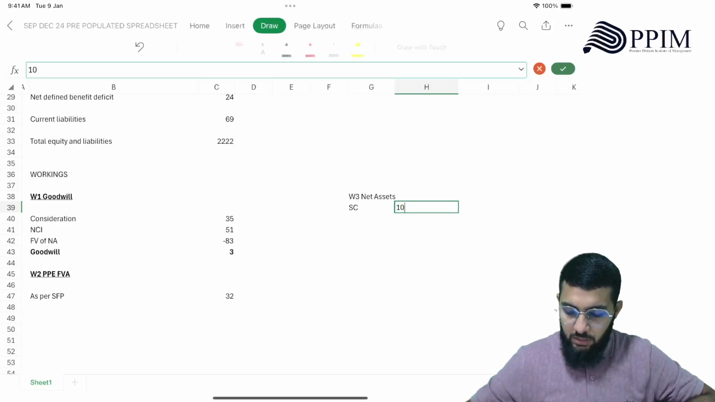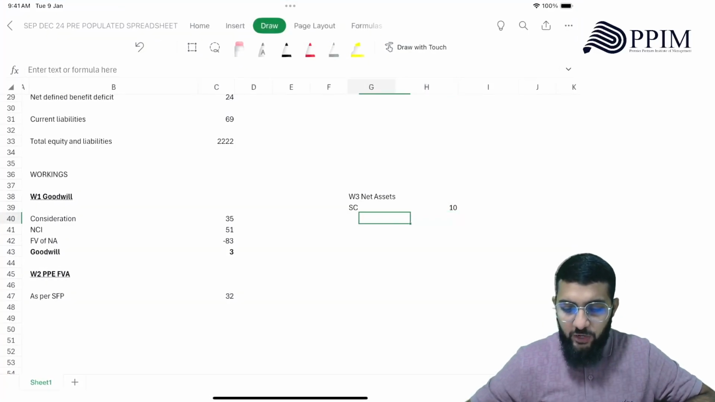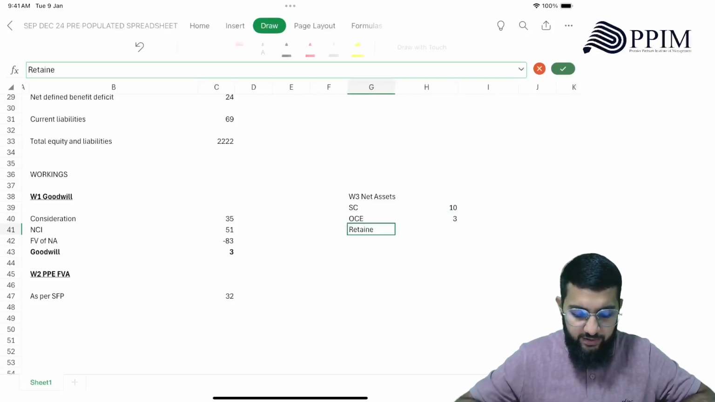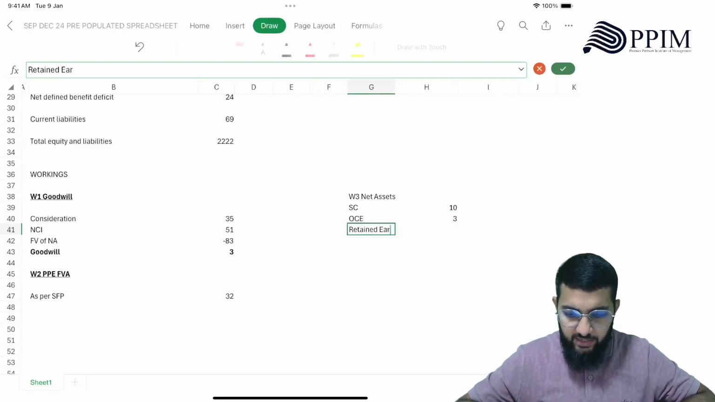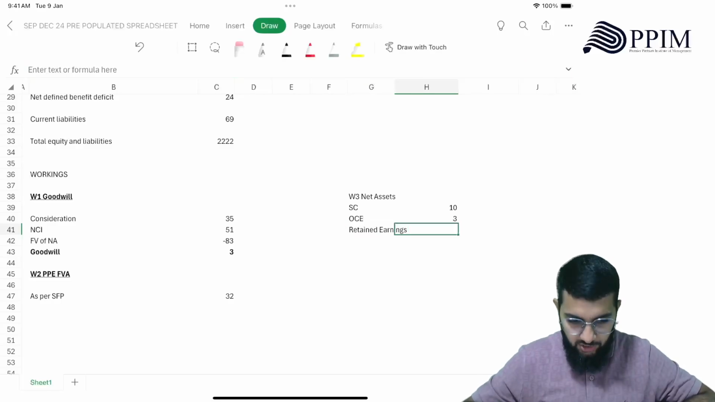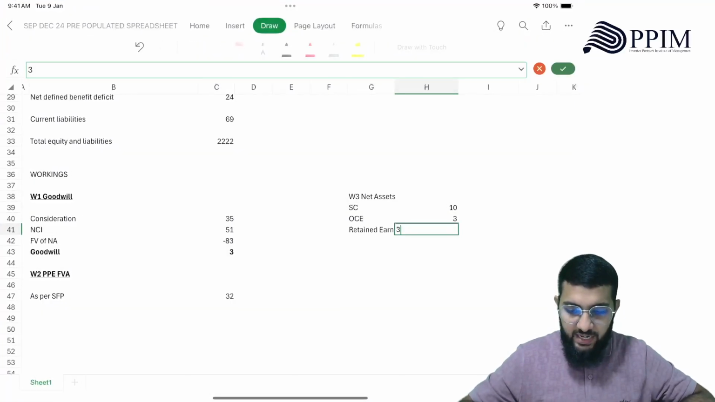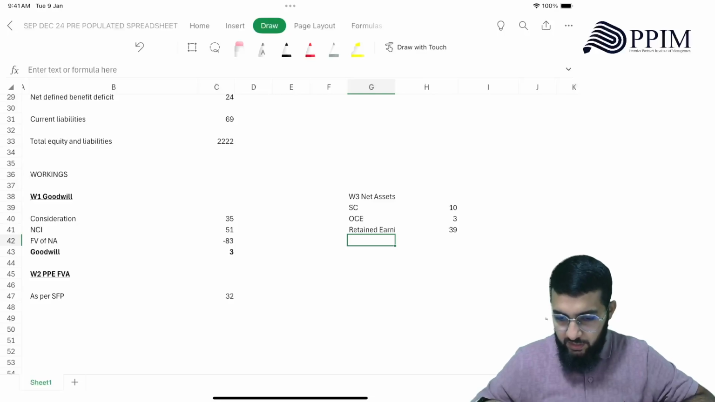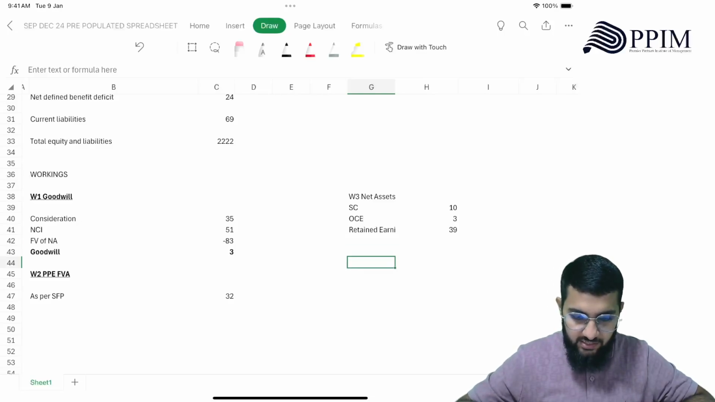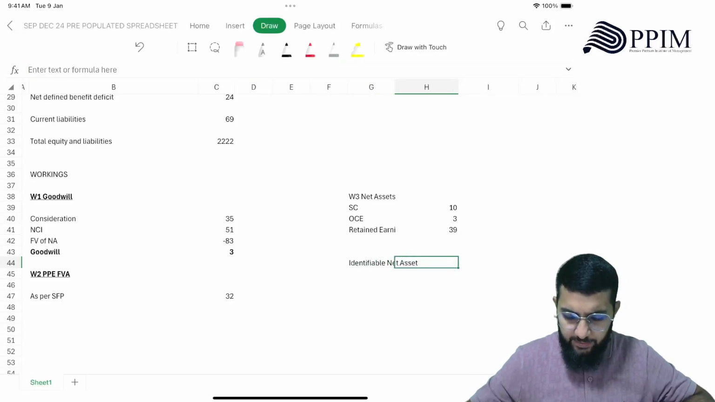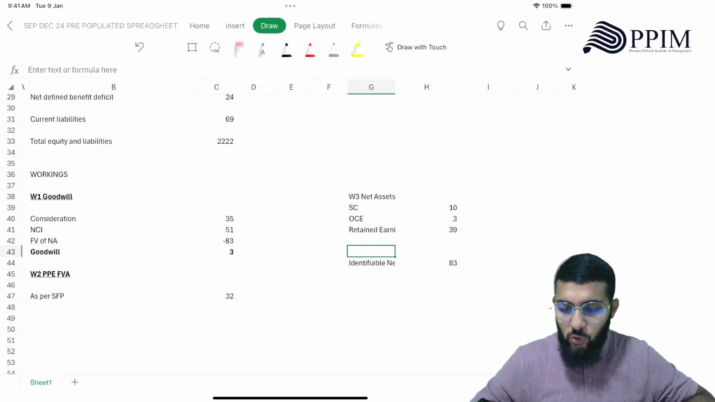10. Then other components of equity also will remain the same, 3. There are no changes there. The only change we'll see will be in retained earnings. So we have to get the retained earnings pre-acquisition. Right? How much was that? They've given it here. On 1st January, Braziliaco had retained earnings of 39 million. 39, right? And then identifiable net assets total. Identifiable net assets is 83.